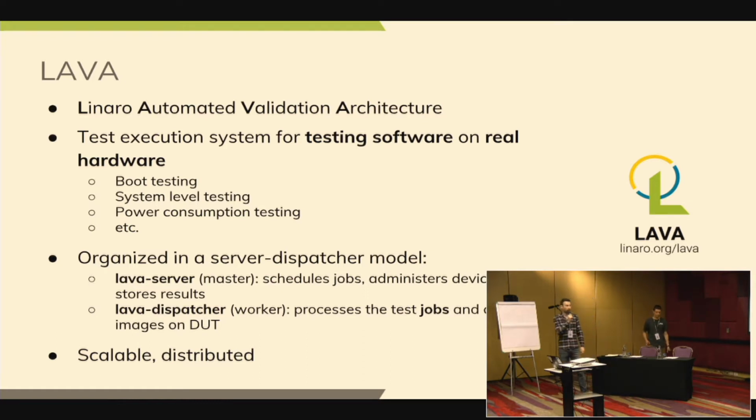Lava is organized in a server-dispatcher model. The server is the primary UI interface, but it also stores the test results and schedules the different test jobs. The dispatcher is here to run the job itself, boot the device under test, deploy the image that we need to test, and launch the test. Lava is scalable and distributed. You can have a simple lab with only one device, but you can also grow your lab and add dispatchers and devices, and all of this can be remote around the world.